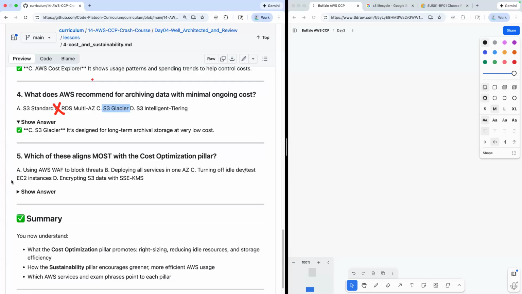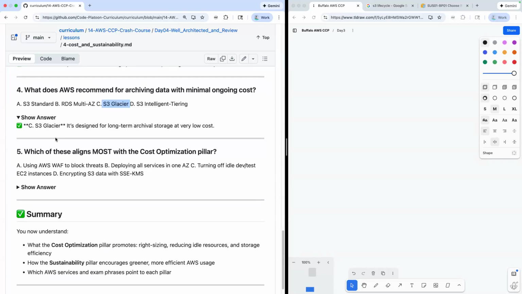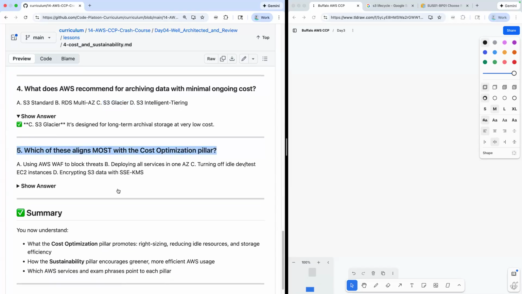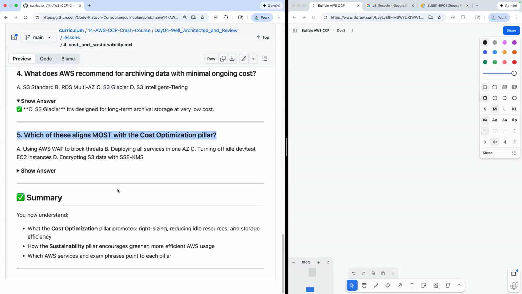Yeah, good job, man, and thank you. And let's check out number 5. And Tony, if you could tackle this one, which of these aligns most with the cost optimization pillar? Well, good, you gave me the easy one.